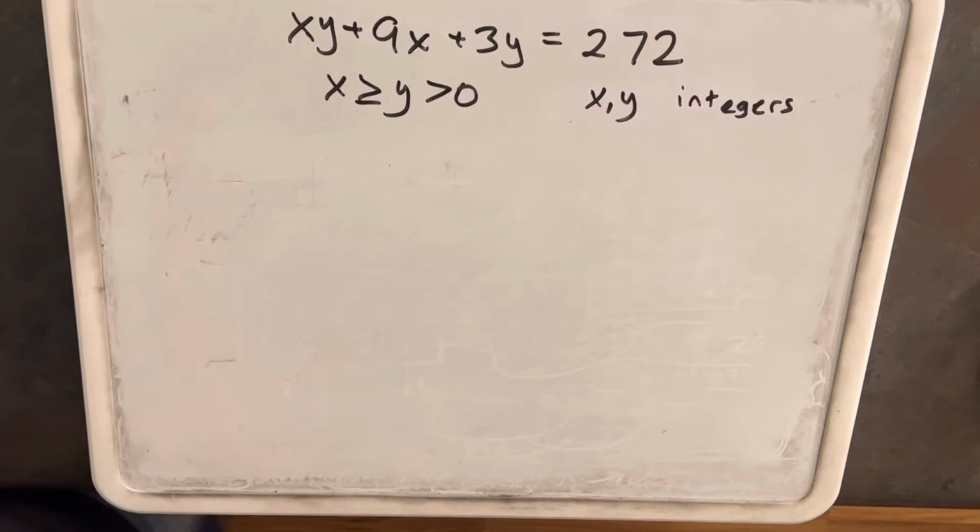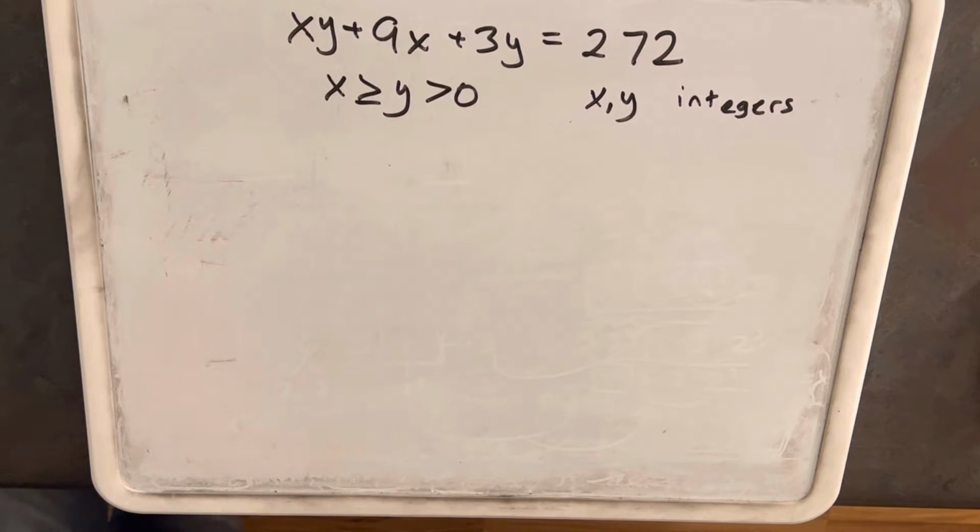Okay, so I have this interesting problem on the board. We have xy plus 9x plus 3y equals 272, and we need to solve for x and y, which are integers greater than 0, where x is greater than or equal to y.